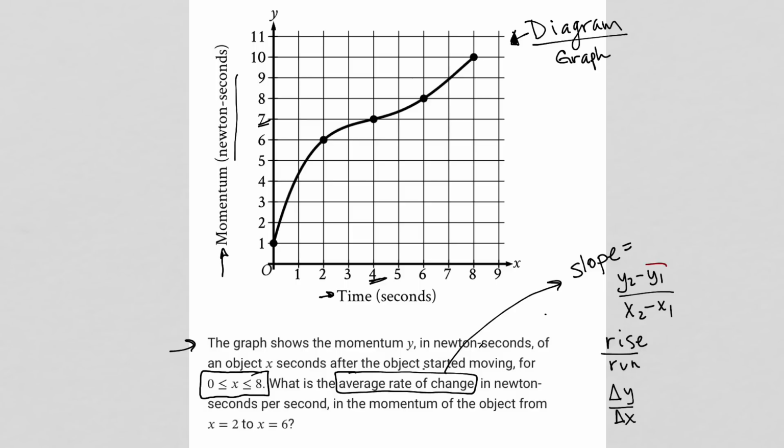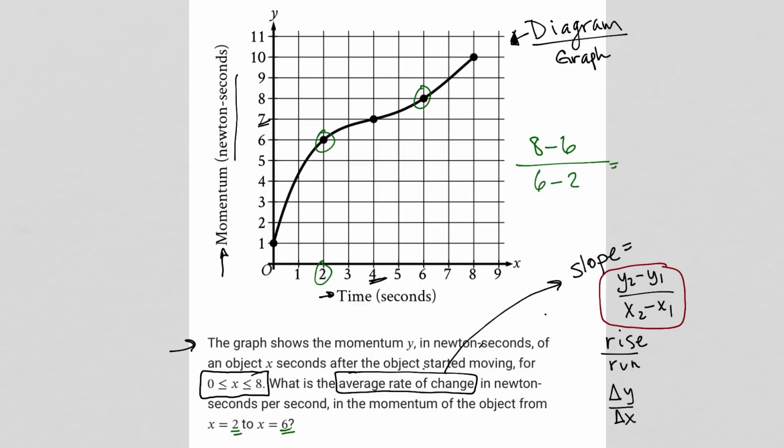I'm going to use this formula here. It's the most obvious for me. So let's start with the x values in the denominator. So in my denominator, I have x2 minus x1. x2 is 6, x1 is 2. So I'd have a 6 minus 2 in the denominator. For my y values, the momentum, the y value when x is 6 is 8. So I have an 8. Minus the y value when x is 2, which is 6. So I'd have a 6 here.